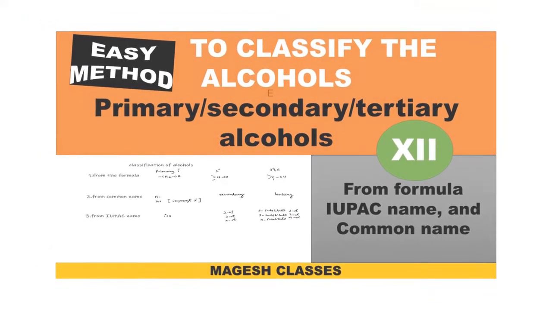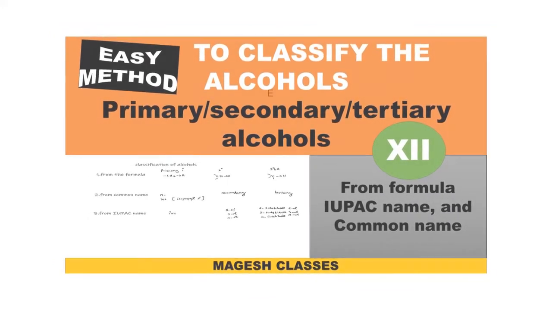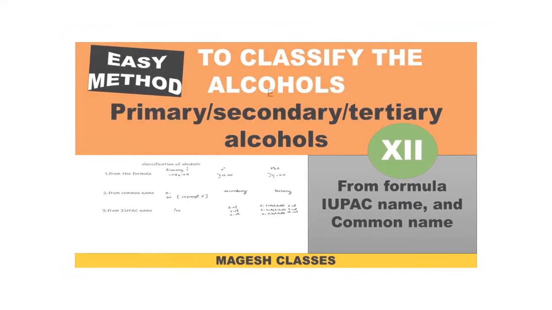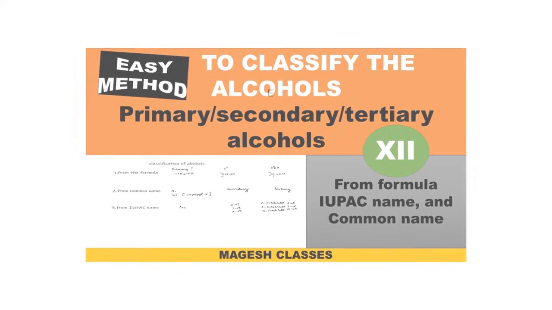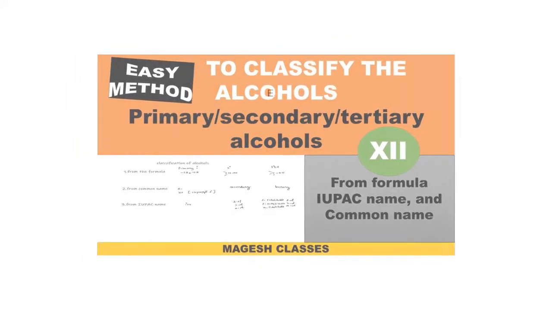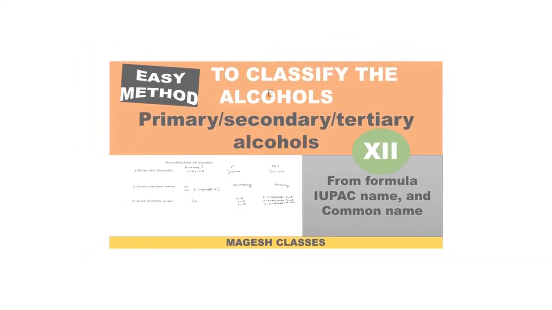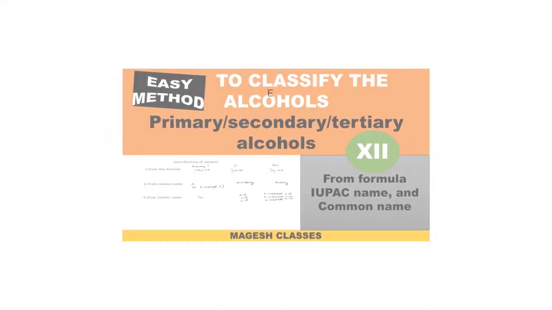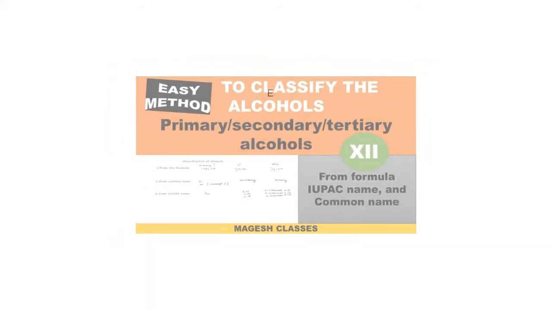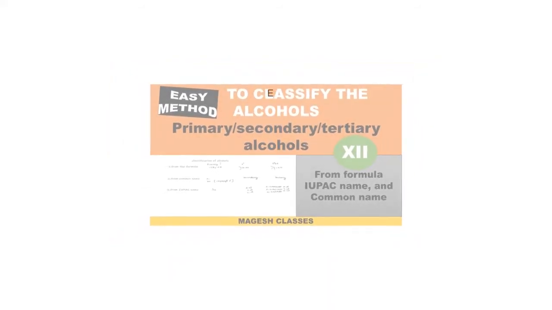Classify the following alcohols into primary, secondary, tertiary. One more question: which of the following alcohols give red coloration in the Victor Meyer test? To answer this question, you have to find out the way to classify primary, secondary, tertiary alcohols. This presentation will help you to classify them in an easy way. Let us move into the question part.